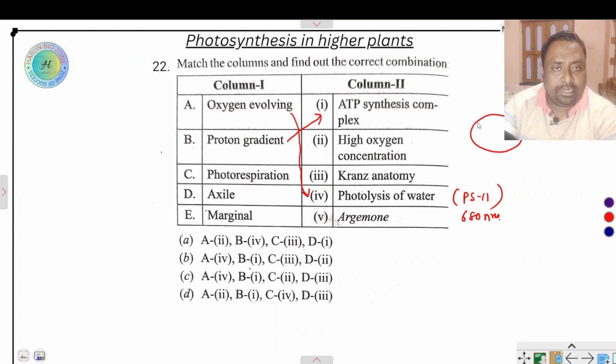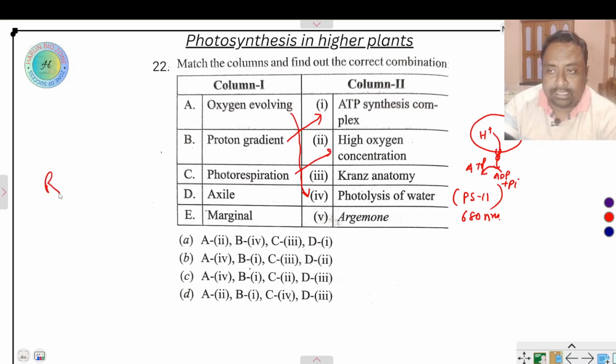Here, by photolysis of water, protons are produced. This proton is released to ATP synthase and produces ATP from ADP plus phosphate. This is called the ATP synthesis complex. Photorespiration means high oxygen content.